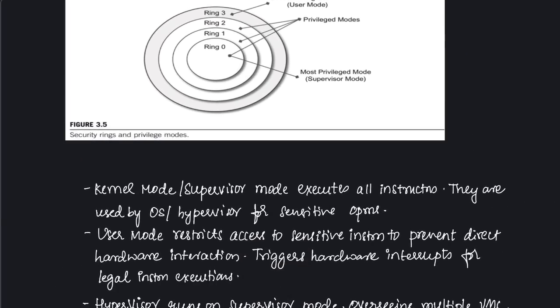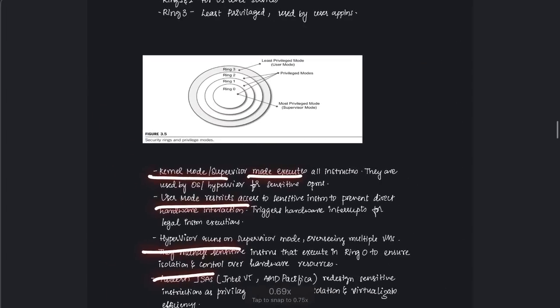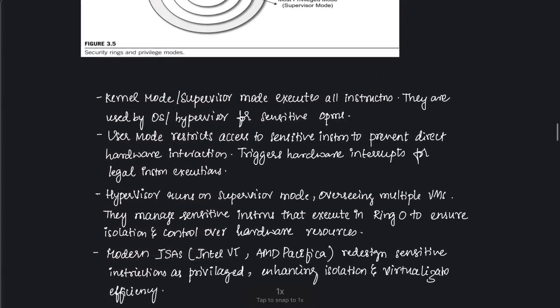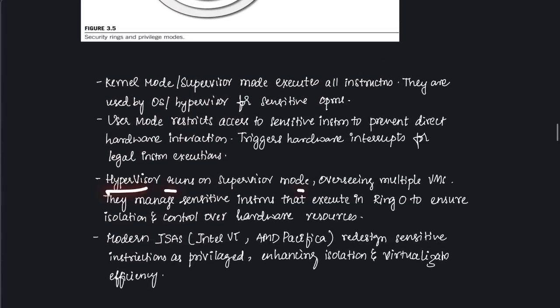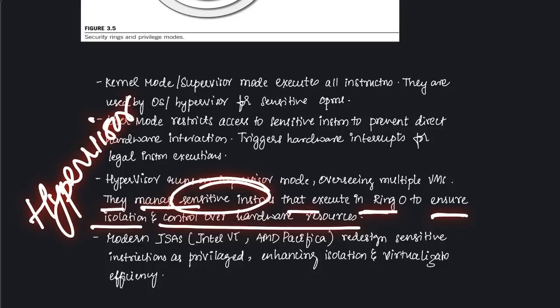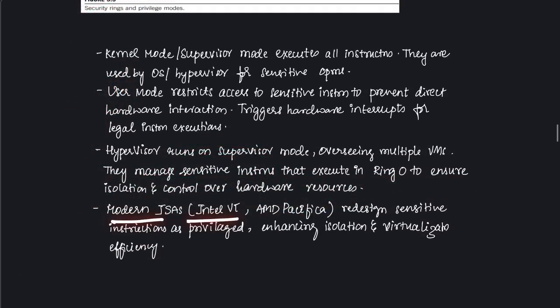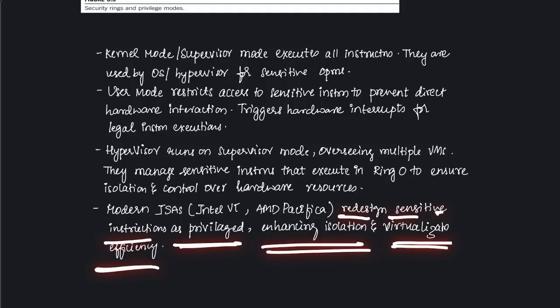On this side we have the kernel mode and supervisor mode. So this is just the explanation of all that I have spoken here. The hypervisor runs on the supervisor mode, overseeing multiple virtual machines. They will manage sensitive instructions that execute in ring 0 to ensure isolation and control over hardware resources. So hypervisors will execute in ring 0. Modern ISAs like Intel VT and AMD Pacifica will redesign the sensitive instructions as privileged, enhancing the isolation and virtualization efficiency.